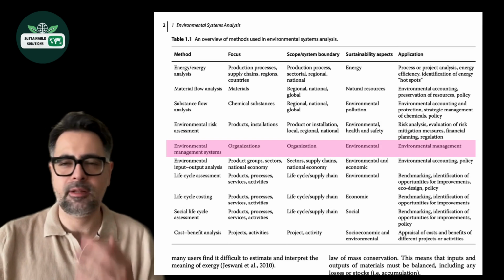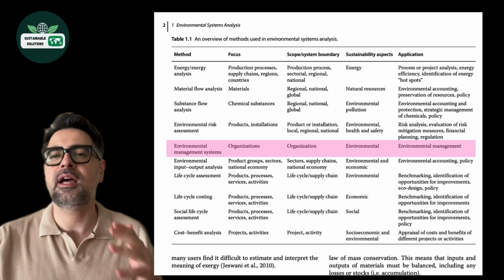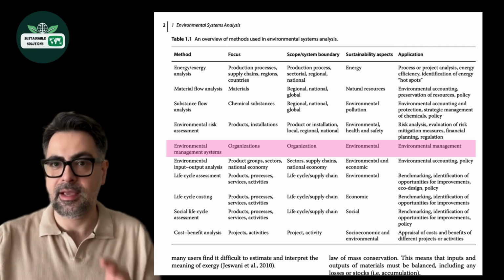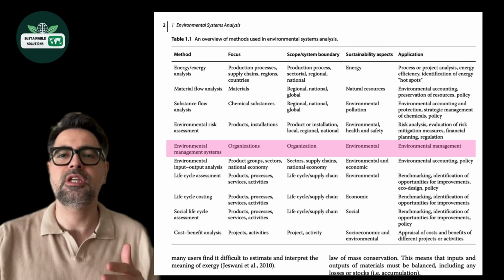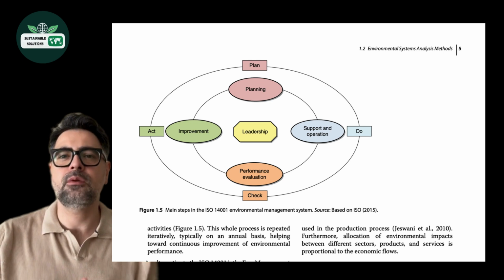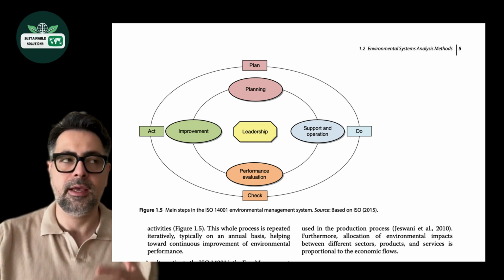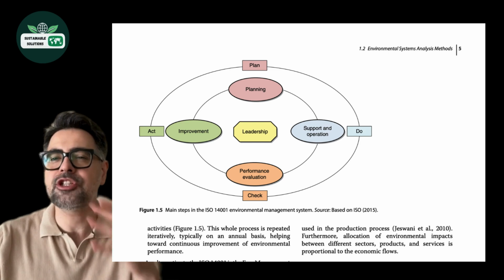Four is environmental management systems, EMS. You may have heard of ISO 14001. That's a type of EMS. It's a structured approach to reducing an organization's environmental impact. It follows a plan-do-check-act cycle and emphasizes continuous improvement based on measurable data.